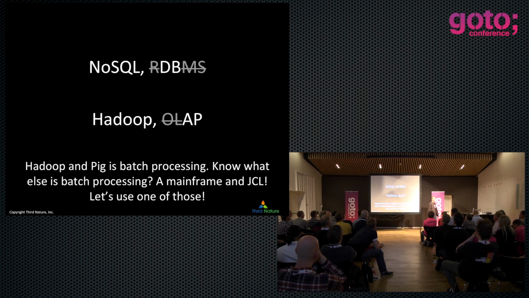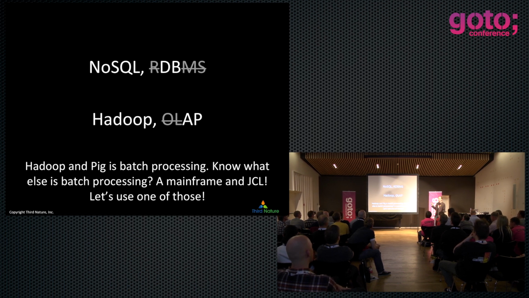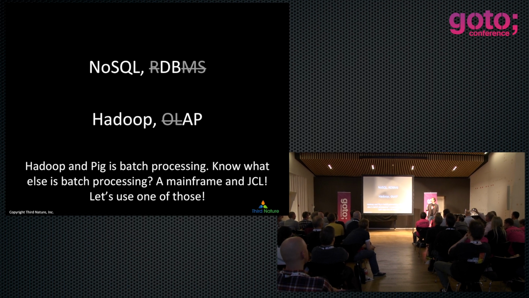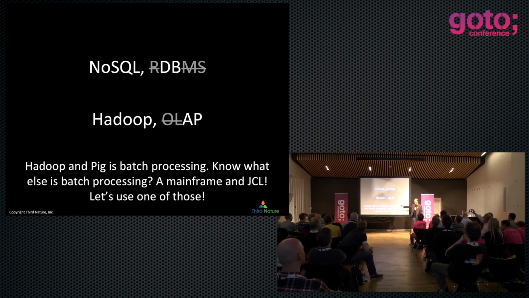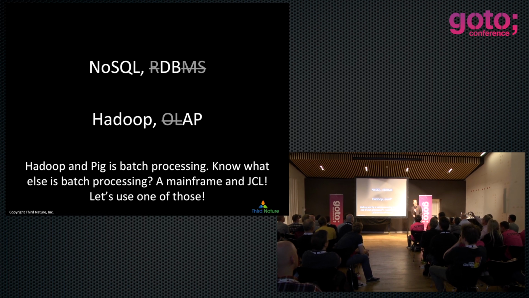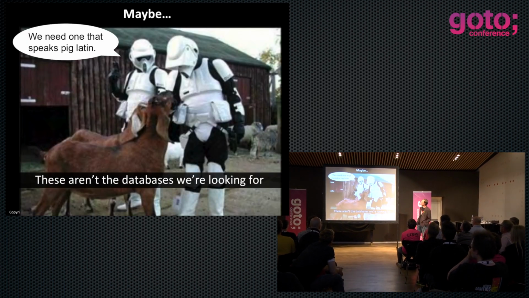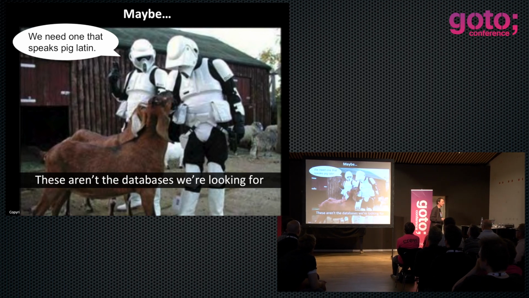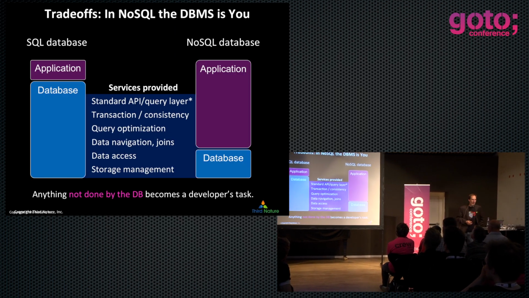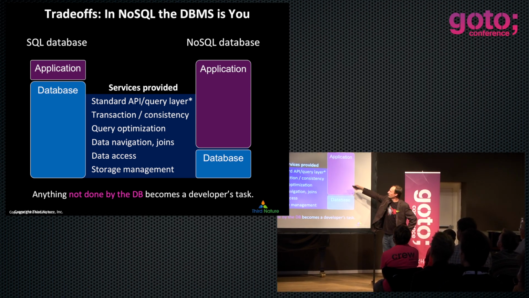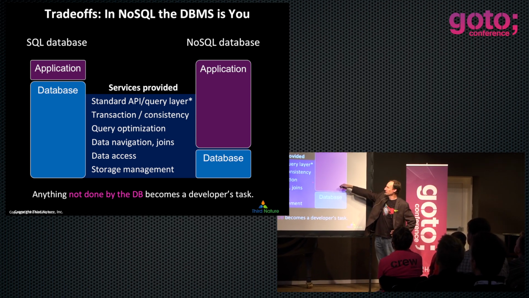And so what we have then is, you know, NoSQL has taken the relational and the management system out and given us a database. Hadoop has taken the online part out, because everything is batch. Hadoop and Pig is like mainframe and job control language, if you're old enough to remember what that was. If not, that's what the internet's for. So, you know, maybe these aren't the databases that we're looking for, and the reason is because of all of the stuff that the database does for you, standard API query layers, transaction consistency.